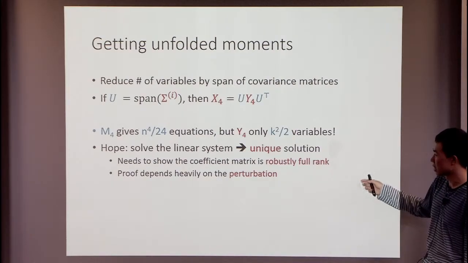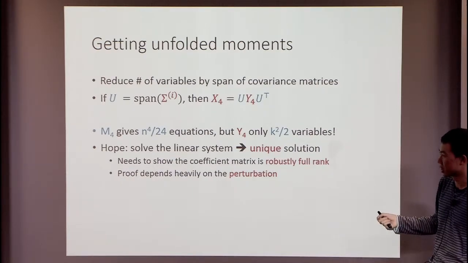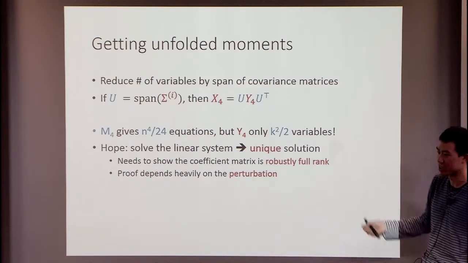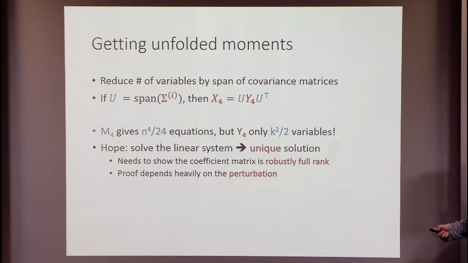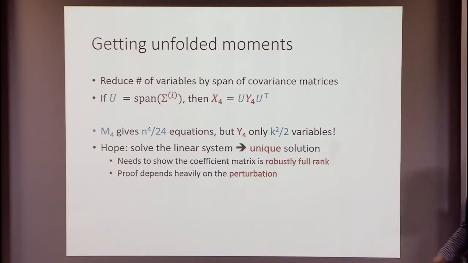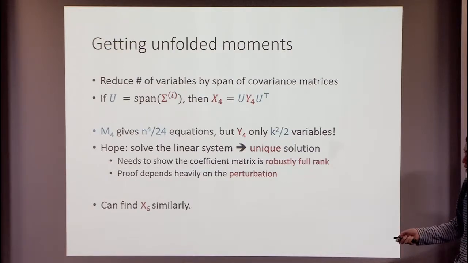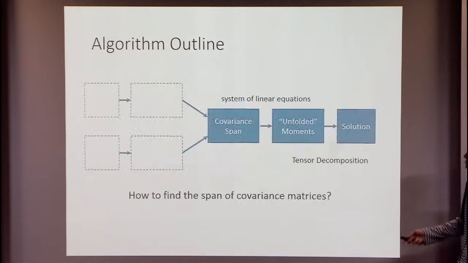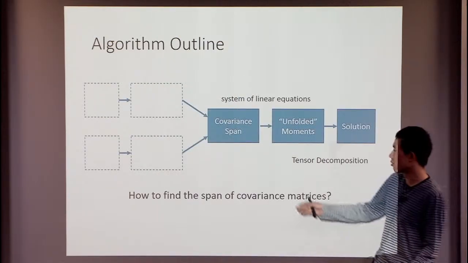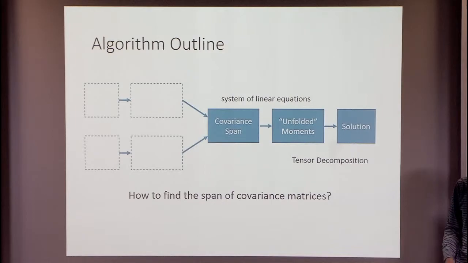We can indeed show that, and the proof depends heavily on the perturbation that we have in the smooth analysis setting. Without the perturbation, this is not even true. So in this way, we can get the matrix X4. And similarly, we can also reduce the number of variables in X6 using the same idea, and we can find X6 using a system of linear equations. So now the problem becomes, how do we find the span of the covariance matrices? Once we know that, we know how to proceed.